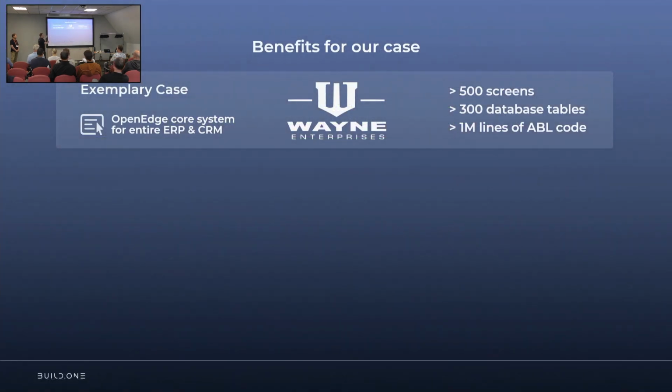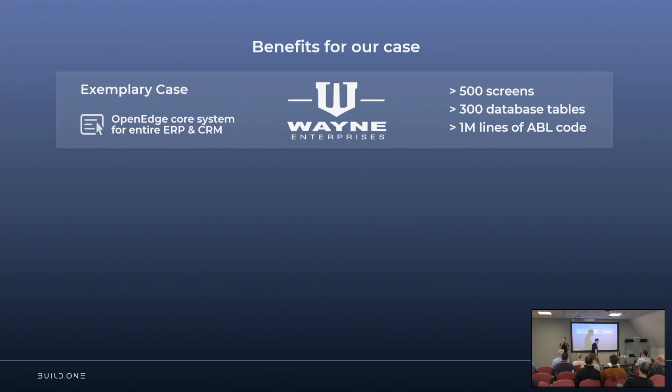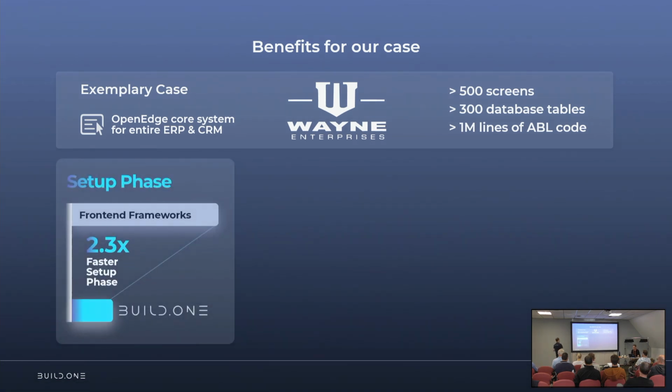So what does that mean for Wayne Enterprise now? So let's say Wayne Enterprise goes through that cycle. And let's say they decided for Build.One instead of open source. If we compare the workload you have, if you use Angular or Build.One, we see that you are a little bit over twice as fast in the setup time because you don't need to integrate the framework. Build.One is completely integrated. All the tools are already there.